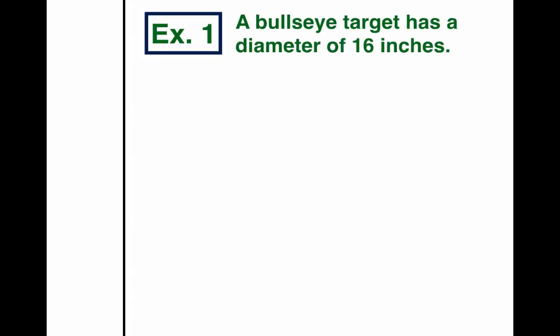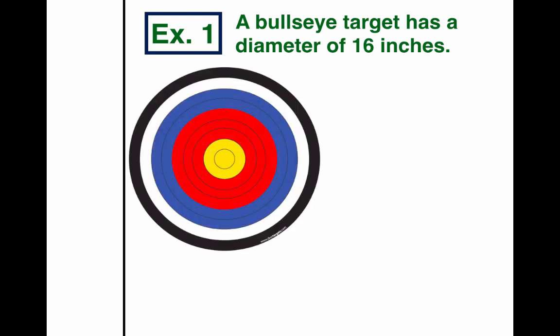All right, so let's try a problem. Let's say you had a bullseye target with a diameter of 16 inches. Have you ever played darts before and had to throw darts at a bullseye? Well, that's what I'm talking about here. Here's your dartboard, and your bullseye target has a diameter of 16 inches, and we want the area of this target. So the area is going to be pi r squared.